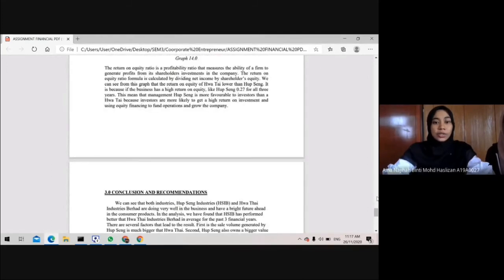The last ratio is the return on equity ratio. The return on equity ratio formula is calculated by dividing net income by shareholder equity. We can see from the bar chart that Huatai is lower than Hubseng. This means that Hubseng's management is more favorable to investors than Huatai because investors are more likely to get a high return on investment, using equity financing to fund operations and grow the company. I will pass to Yusmi Atila.